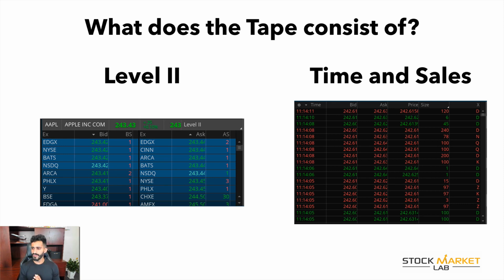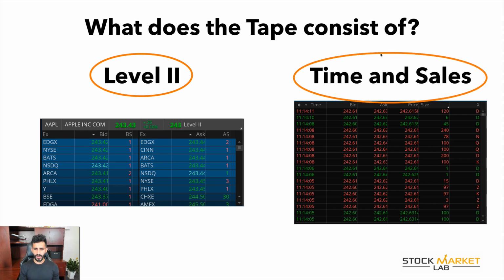The tape consists of two components, which you may have heard of before. The first one is known as level 2, and the second one is known as time and sales. Once again, the tape consists of level 2 and time and sales. This right here is level 2 and this right here is time and sales. We use these two together to read the tape and identify what the stock will most likely do next. Will it go up? Will it go down? That then gives us an edge on the trade.